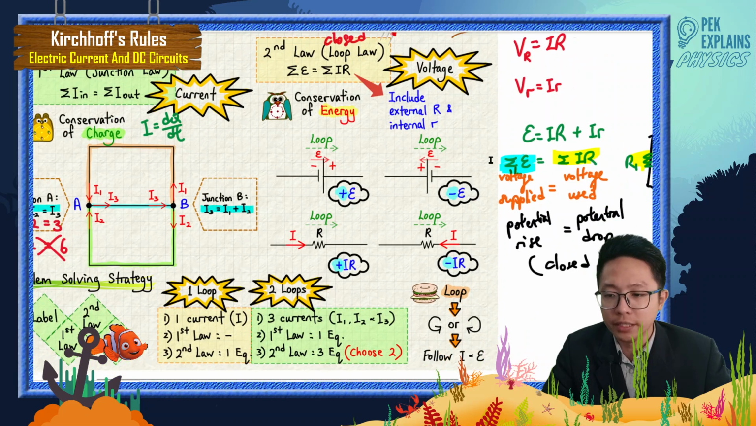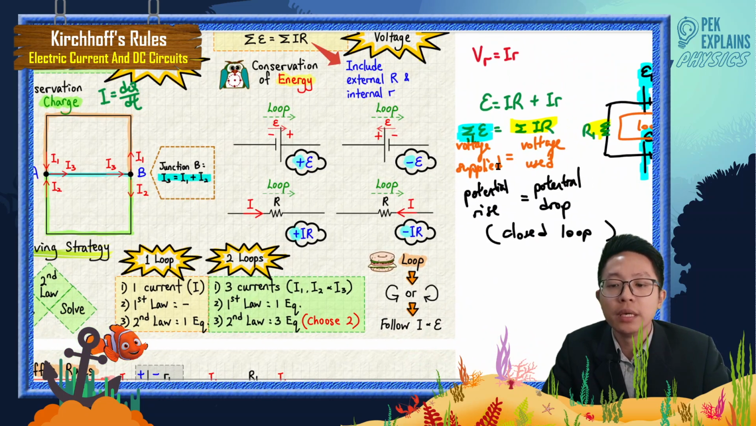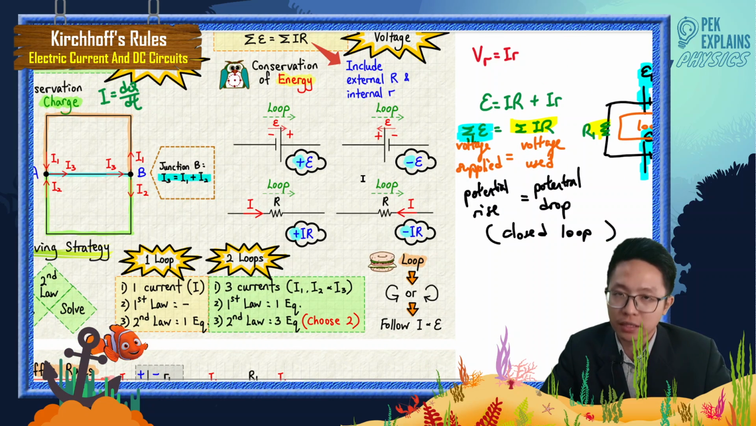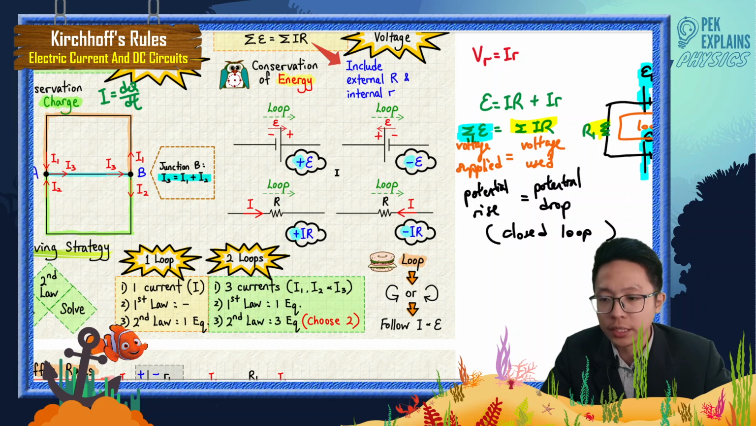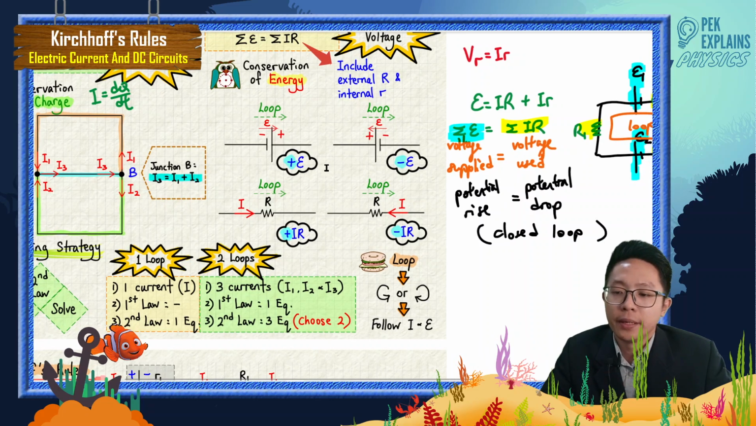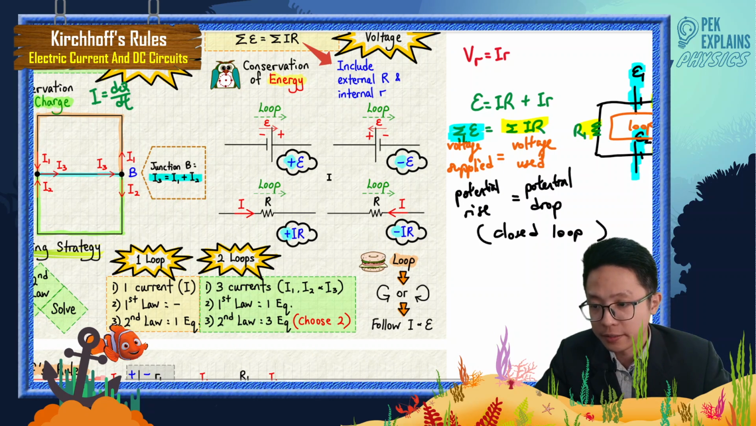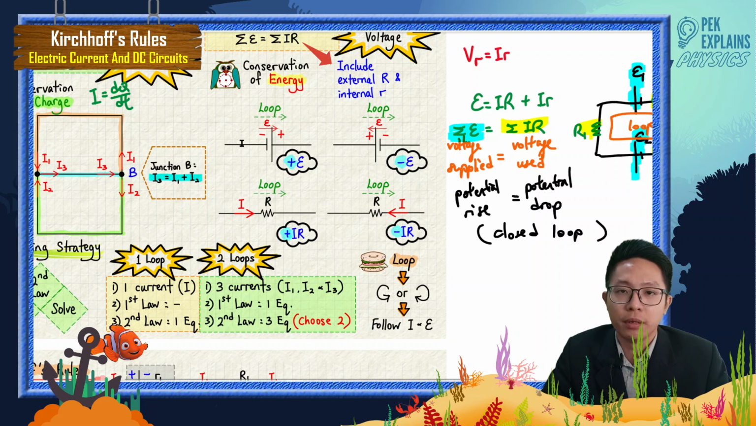So let us look deeper at how to determine the positive and negative sign. This is very important in Kirchhoff's second rule. Okay, look carefully. Very simple: same direction positive, opposite direction negative. That's all.